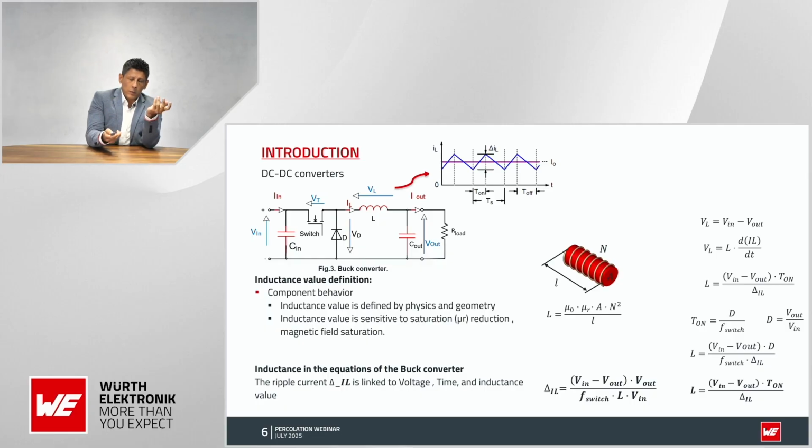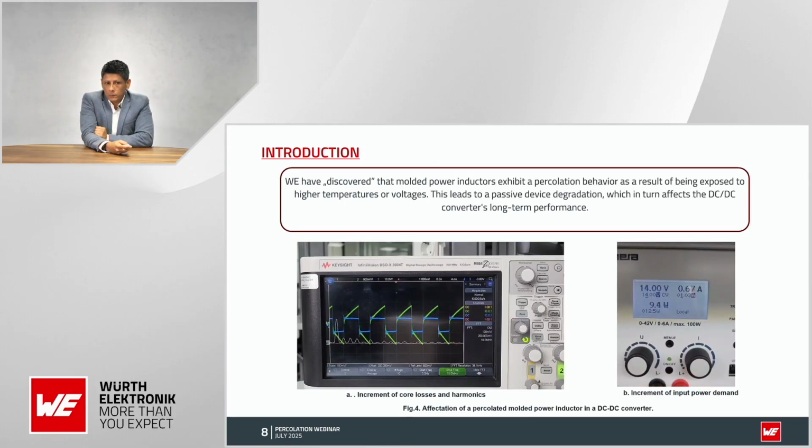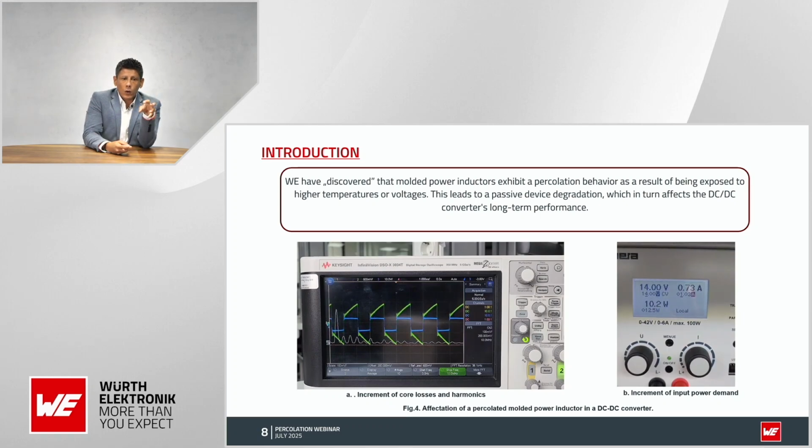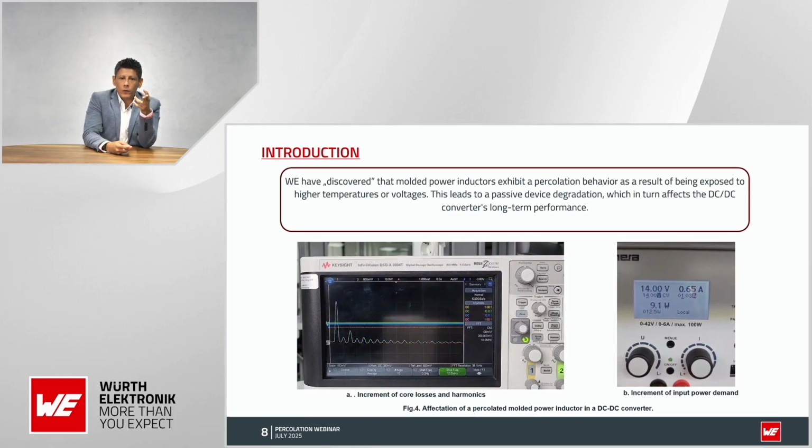So people who work in that direction come to us asking, okay, why did I get a failure? And that is the point of today. So let us see this video. In this video, you can see the ripple current in green color. We can see the voltage through the inductor in blue color, and we can see the harmonics. And there is a failure at one point.